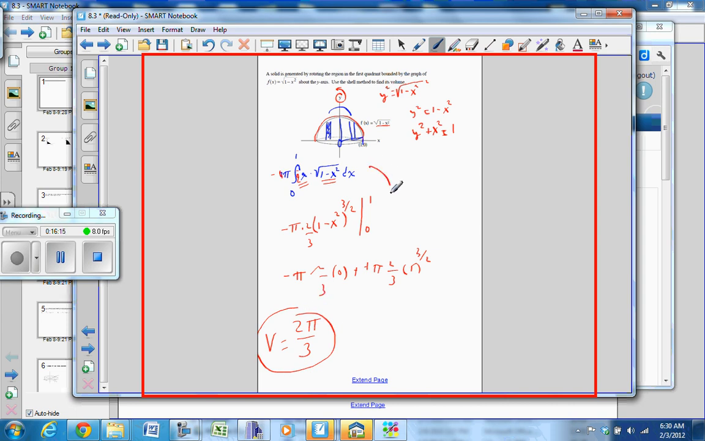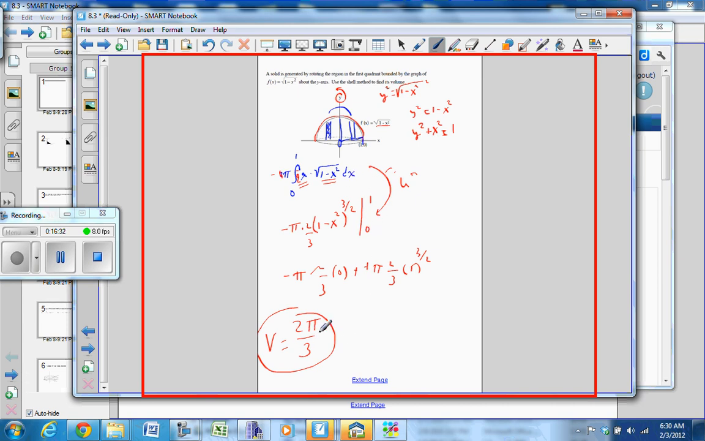So this piece might have been a little bit confusing. If it was, try doing a U substitution to make that clear. If it's still not clear, get some help from me or from a peer on how to do that integration. That should be something that you can do at this point.